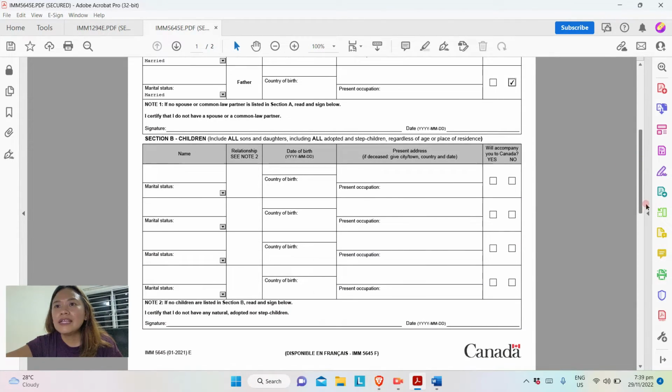Okay. And then section B, children. Include all sons and daughters, include all adopted and stepchildren, regardless of age or place of residence. So, name of your child, relationship, son. Then their marital status would be single. Okay, country of birth, present address, and present occupation, NA. So, write all your children on section B.